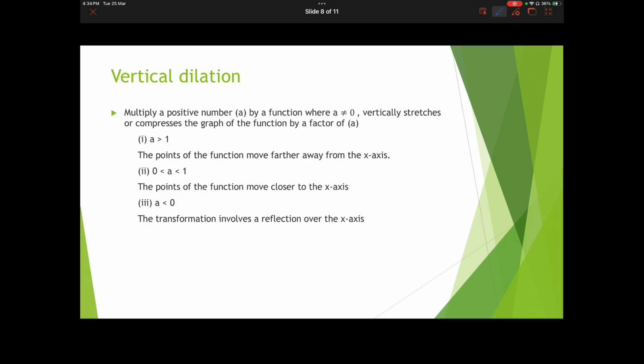We now move on to vertical dilations. Multiplying a function by a positive number a, where a is obviously not 0, vertically stretches or compresses the graph of the function by a factor of a. Over here we have three cases where, depending on the magnitude of a, we decide how the graph changes. If a is greater than 1, then the points of the function move farther away from the x-axis. If a lies between 0 and 1, the points of the function move closer to the x-axis. And if a is less than 0, which means a is negative, then the transformation involves a reflection over the x-axis. I'll show you the illustrations right here.